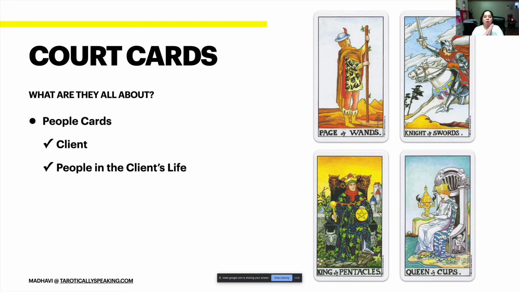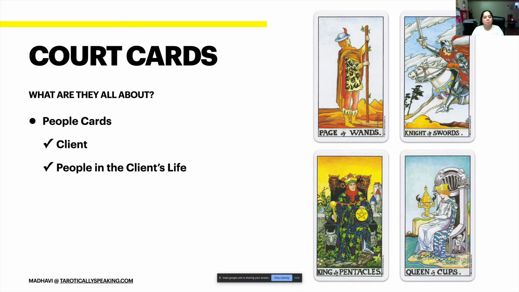We are going to look at what they are all about, right? And because they belong to each suit, there is something very distinctively common to all of them within that suit. It's something beautiful and powerful, and you literally are seeing people. And people can be complicated, but if you just pay attention, they are not that hard to figure out. In a reading, when a court card shows up, it's talking about either the client, and by client I mean the person you're reading for, or the people in the client's life.